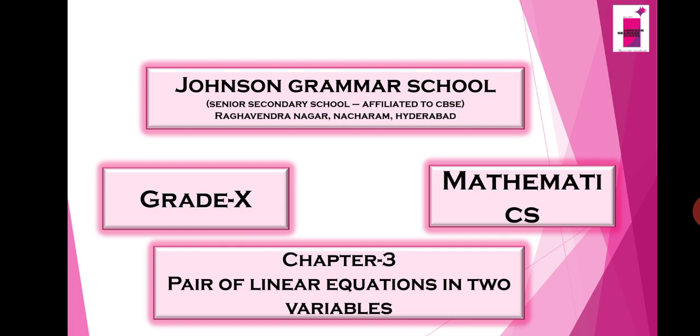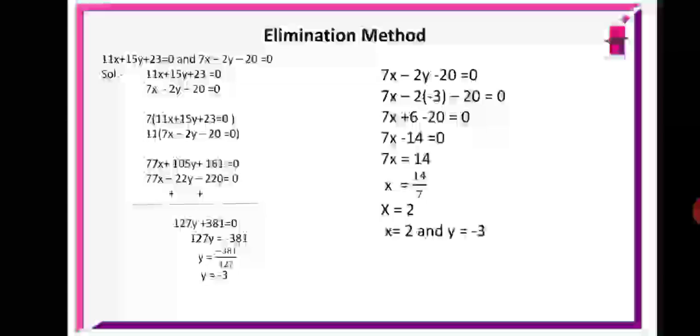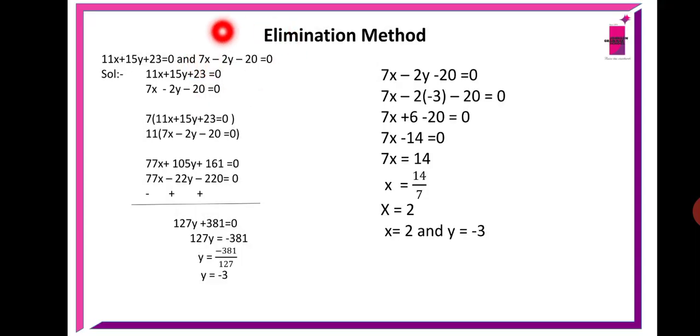In this session, we are going to discuss the algebraic method, the elimination method. So, we are going to find out the solution of a system using the elimination method. As an example, I have taken 11x plus 5y plus 23 and 7x minus 2y minus 20 equal to 0. Now you have two equations.